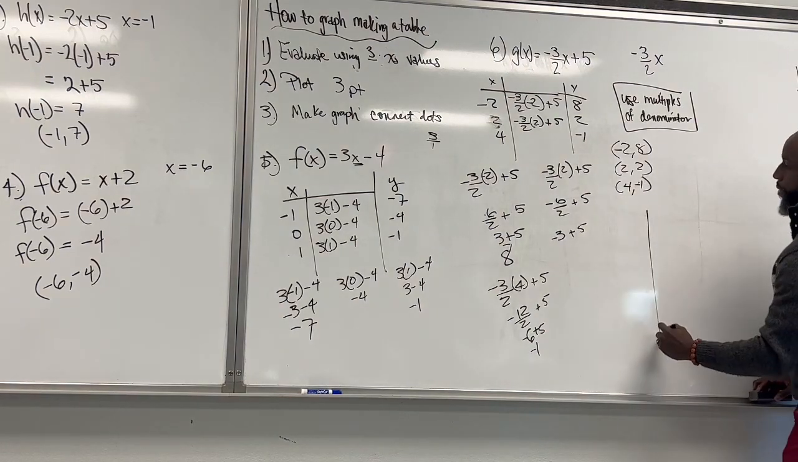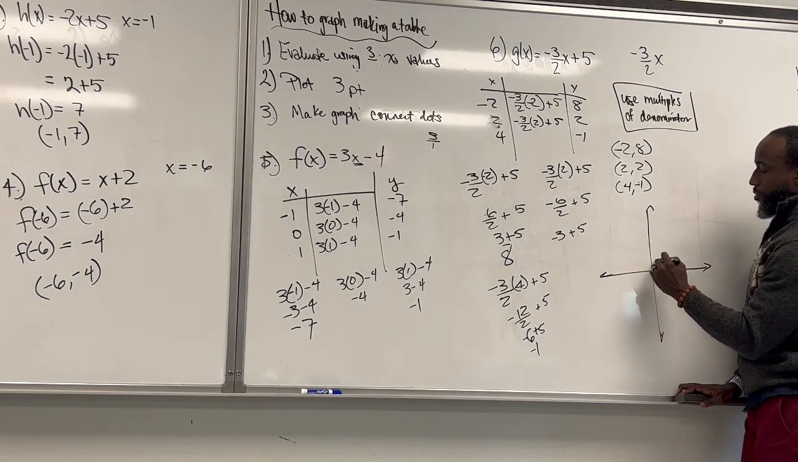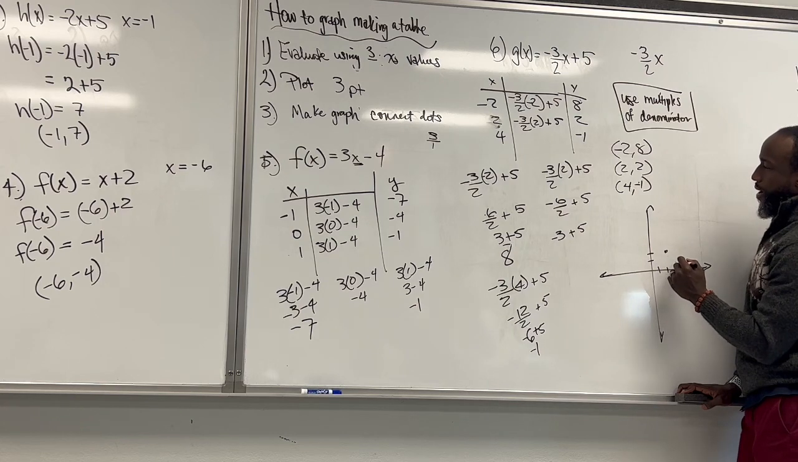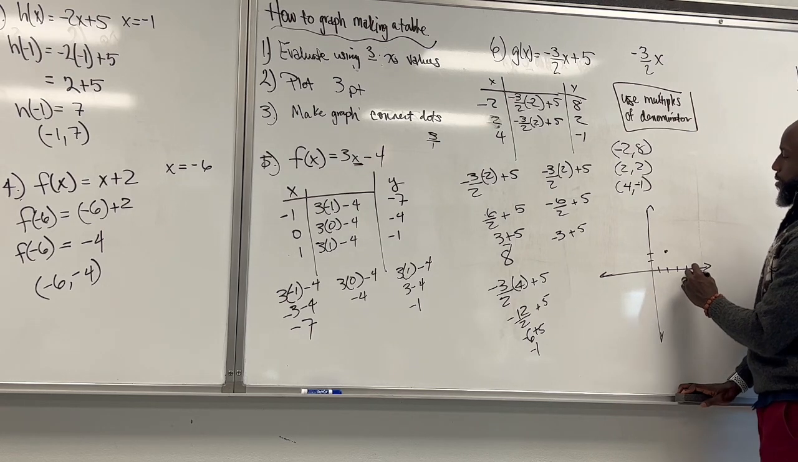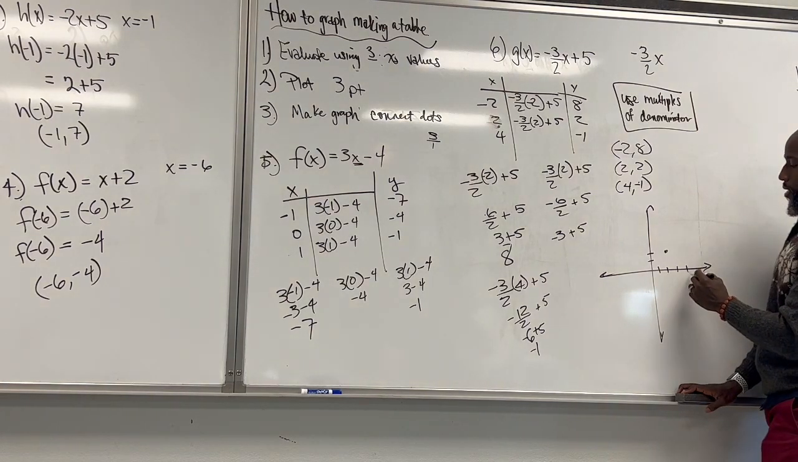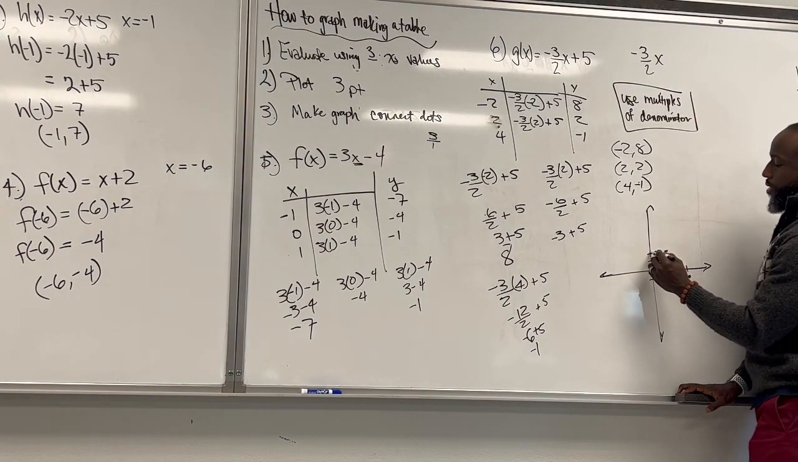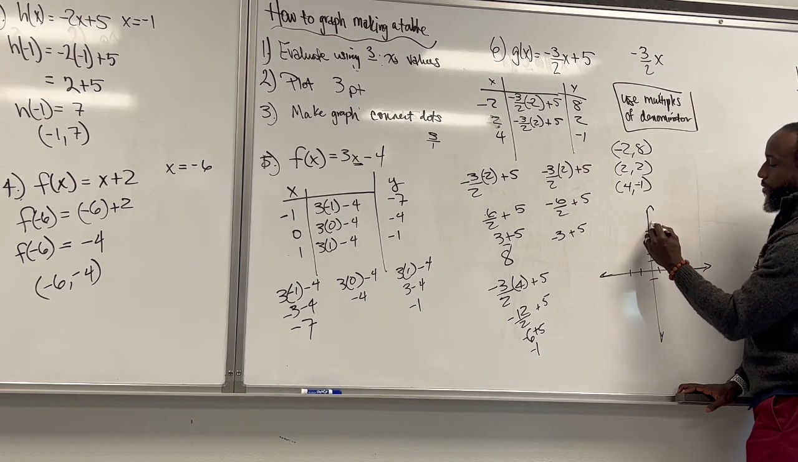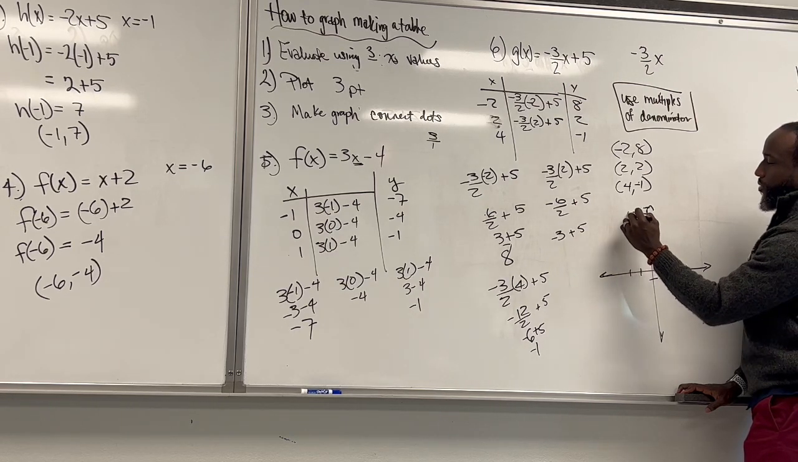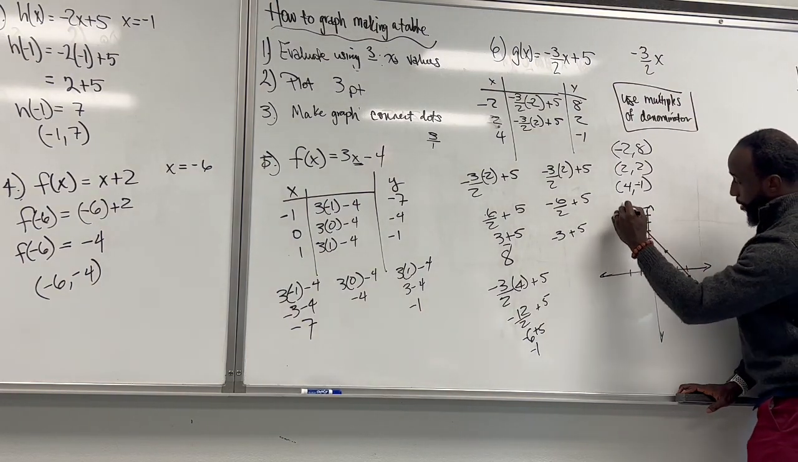Okay? So we'll plot those. 2, 2, right? 4, -1, 5, and then you have -2, 5, 8. 1, 2, 3, 2, 3, 4, 5, 6, 7, 8. So 2, 8. Okay? So your line will be going in this direction.